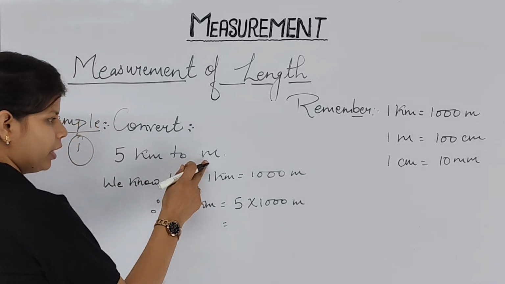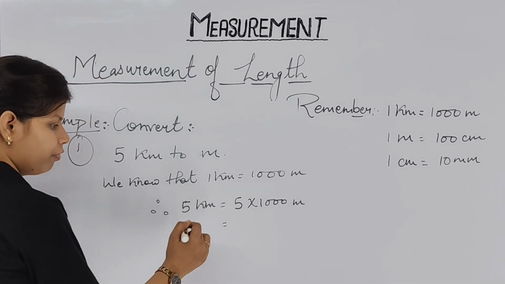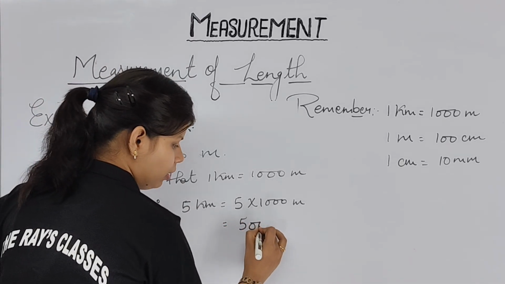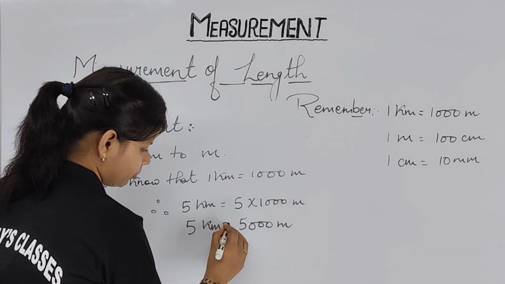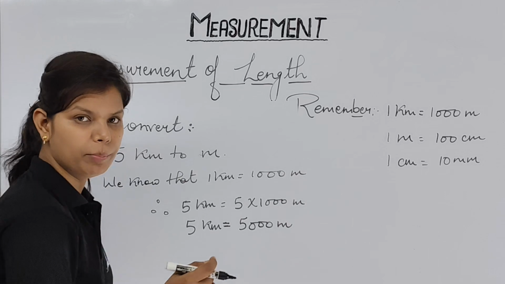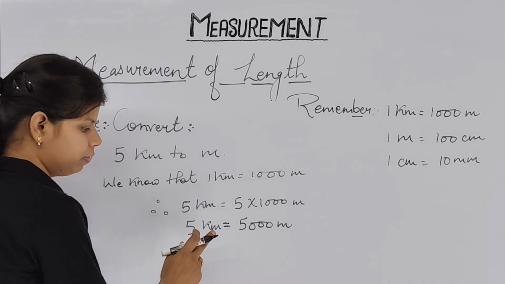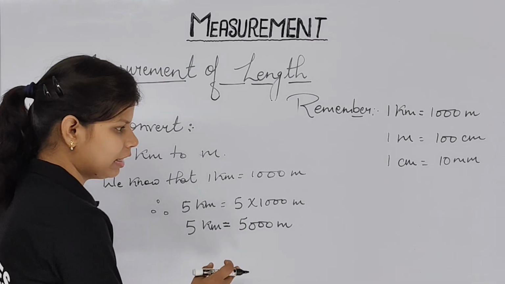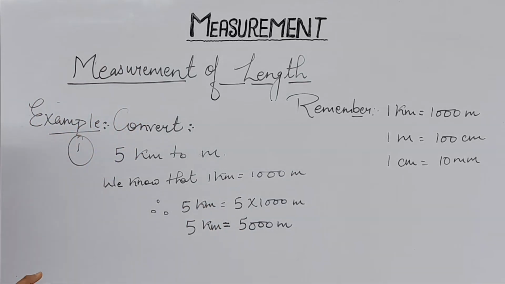So when you have to convert this kilometer to meter, what will you get? I am using only the short form. I am not going to write all these long forms. 5 kilometer equals 5 into 1000, you will get 5000 meter. That means 5 kilometer will be written as 5000 meter. Understood? I hope you are clear with this. Please take a screenshot. Then I will give you some other questions with another pattern.